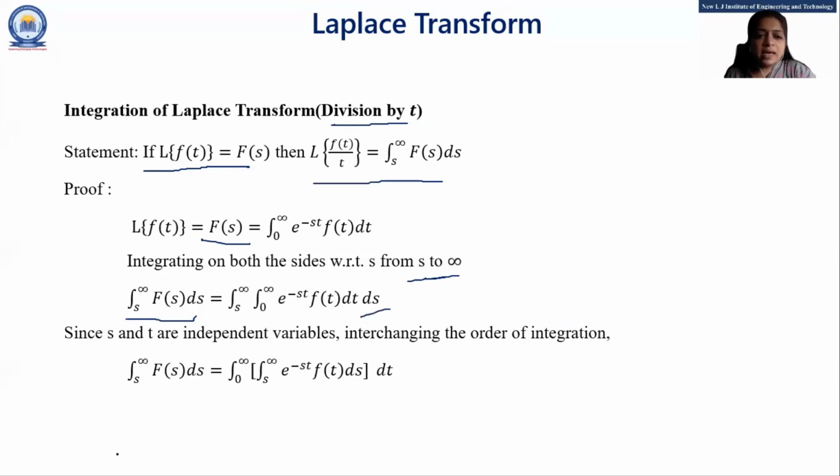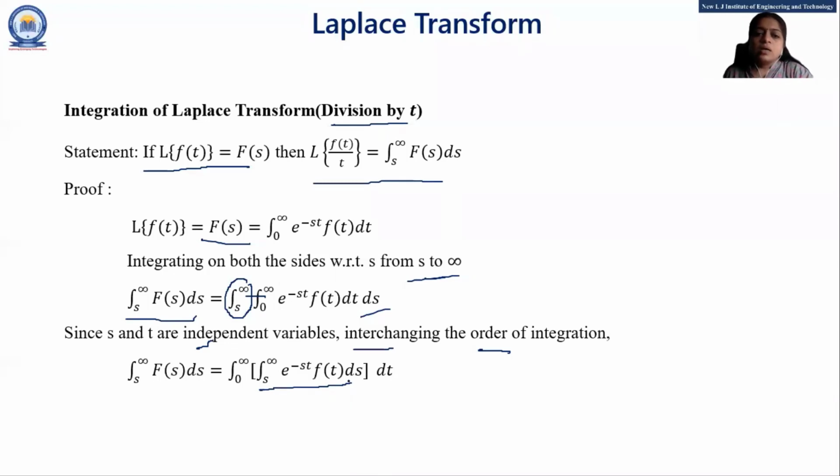Now, since s and t are independent variables, we interchange the order of integration. So I put this integral inside and this 0 to infinity outside, and similarly this ds inside and dt outside. I just change the order of integration and rewrite my step, that is integration 0 to infinity, e raised to minus st f of t dt. I want to do the integration first with respect to s.